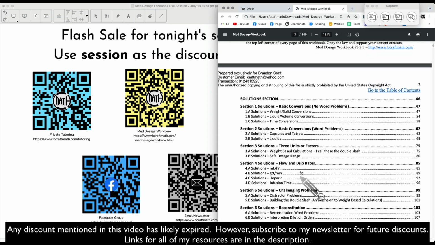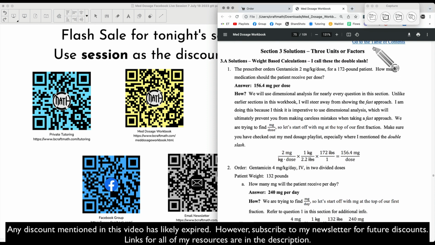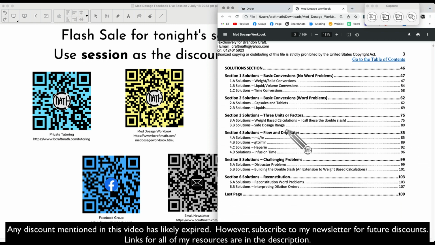But once you go down to the second page of the table of contents, this is where you actually get your solutions. If I click randomly on one of these, let's suppose we're doing weight-based, you have the problem, the answer, an explanation, and the dimensional analysis. That is how I teach med dosage. I'm showing this to you because I want to show you how to navigate it if you get it. A lot of people ask, where are the answers? If you go to the table of contents, there's an entire solution section.